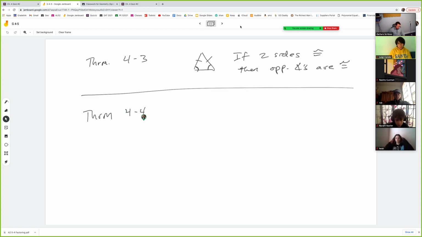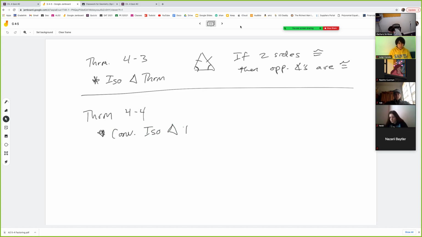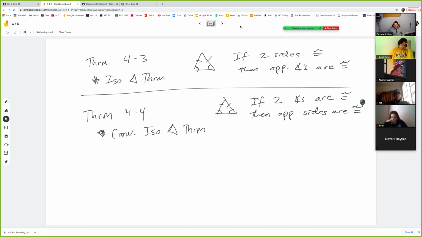The converse of the isosceles triangle theorem: if two angles of a triangle are congruent, then the sides opposite the angles are congruent. Okay? This is the iso triangle theorem, right? That's our nickname. This is the converse of the isosceles triangle theorem, which says basically the same thing, but the converse. If two angles are congruent, then opposite sides are congruent as well.